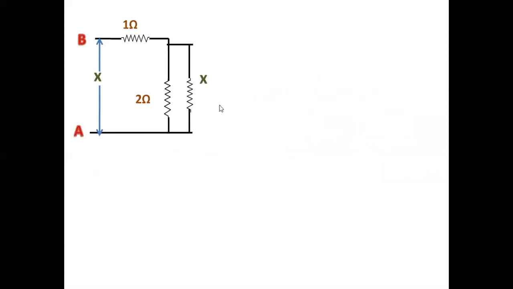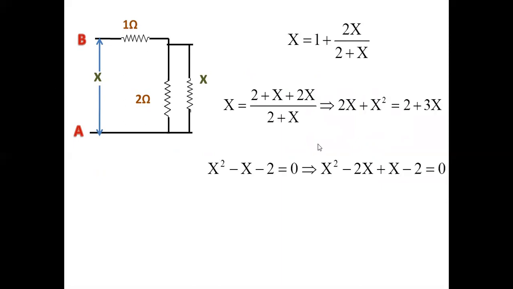Write the equation. 1 plus 2x by 2 plus x must be equal to x, because this x should be this parallel plus this one. And then the solution is mathematical, right? You can go back and see that. Now we will move on to the 31st problem.